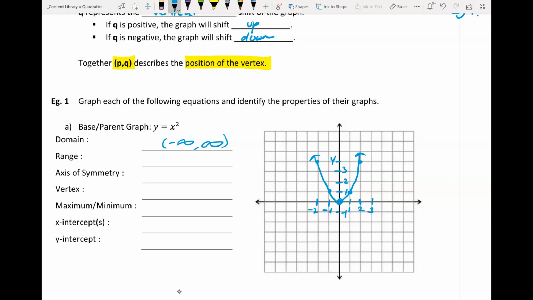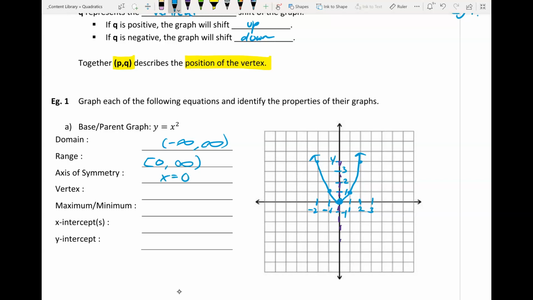Now for your range, that's the lowest y value to the highest. So our lowest y value possible is 0, and we touch it. Then your highest y value goes towards infinity. You don't have a particular value. Your axis of symmetry cuts down right in the middle, so it looks like that. This is x equals 0.